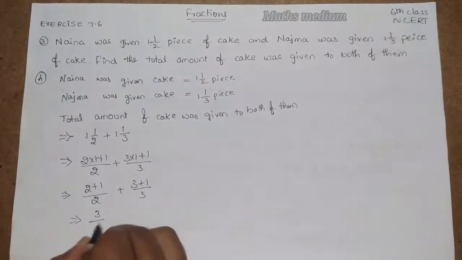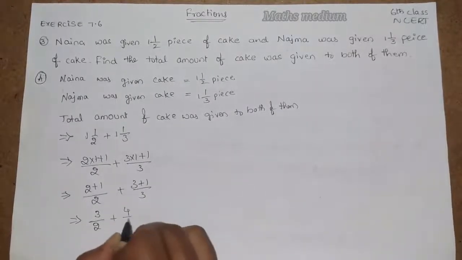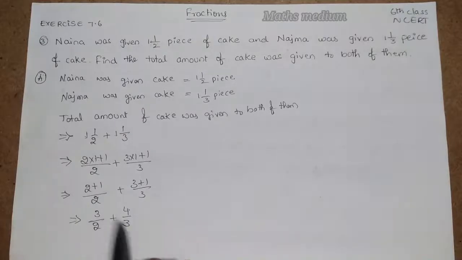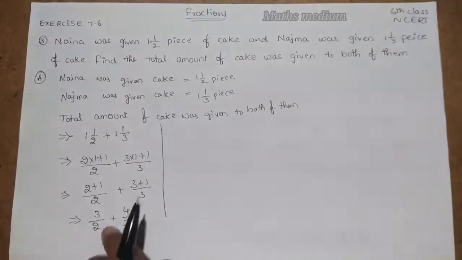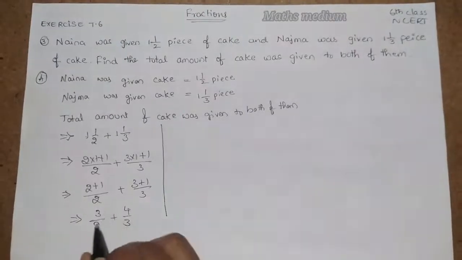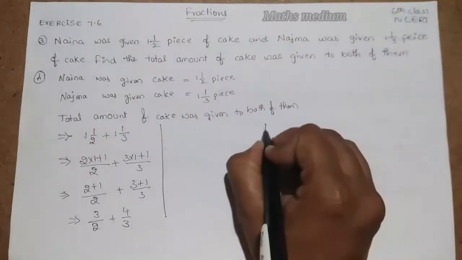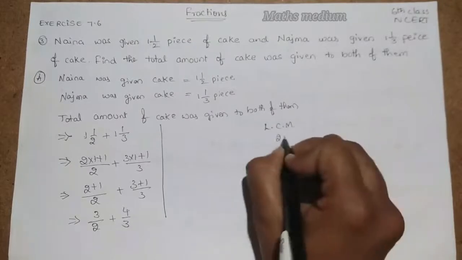So 3 by 2 plus 4 by 3. These two fractions have different denominators, right? So these are unlike fractions. Now we are going to add these two. In order to add them, we have to take the LCM of 2 and 3.